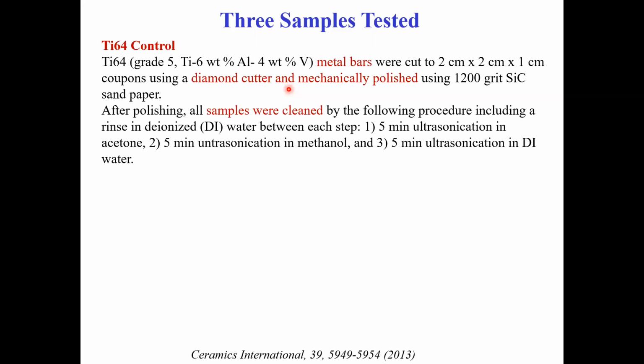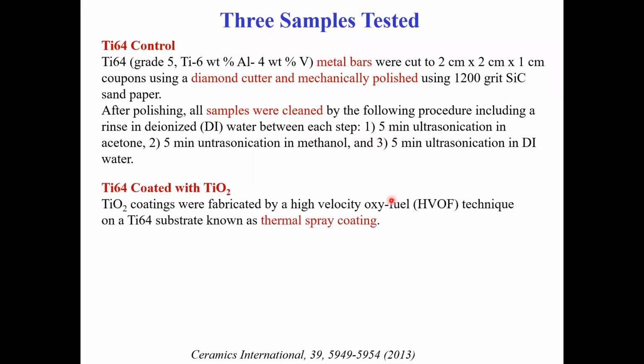and we create 3 different samples. So one is obviously the Ti64 control sample. We just take it as is. So we cut coupons of samples, metal bars, with a diamond cutter from the commercial sample, and then we mechanically polish the surface using 1200 grit silicon carbide sandpaper. After polishing, we go through some cleaning steps to make sure that there are no contaminants and so on. So that's your control sample.